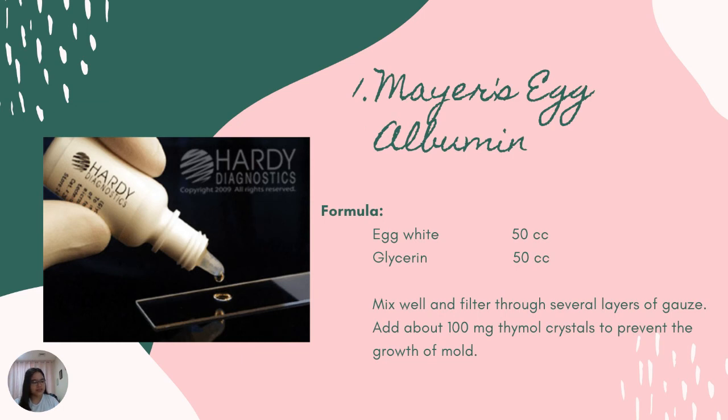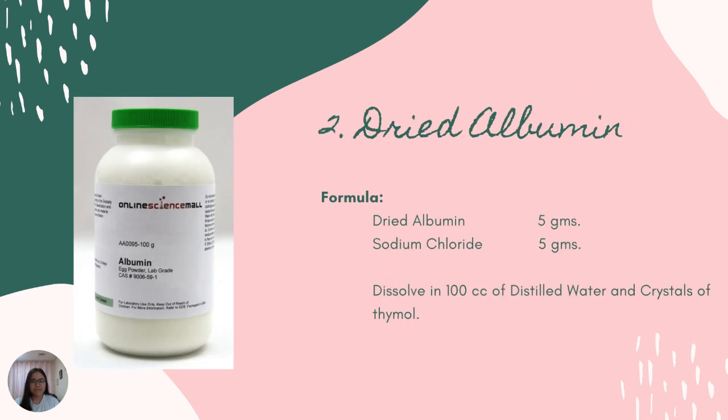The first adhesive is found on page 100 of our book, and it's called Meyer's egg albumin. It's composed of egg white and glycerin. It says to mix well and filter through several layers of gauze, and add about 100 mg of thymol crystals to prevent the growth of mold. The next one is dried albumin, which is composed of dried albumin and sodium chloride. Dissolve in 100 cc of distilled water and crystals of thymol.